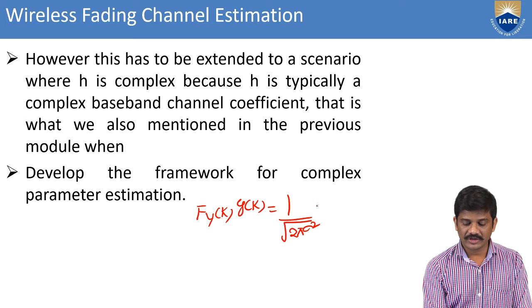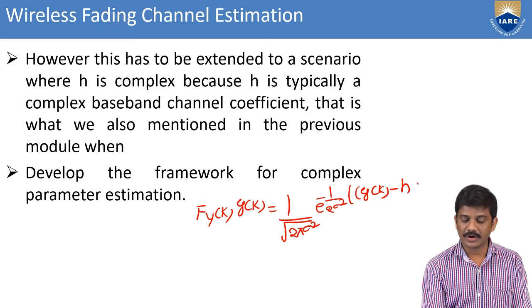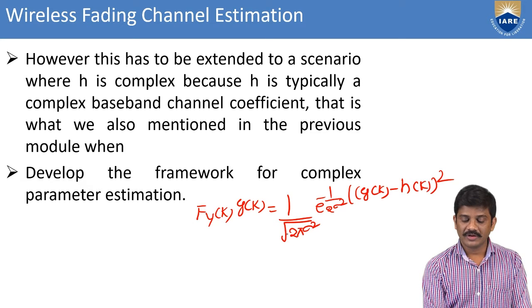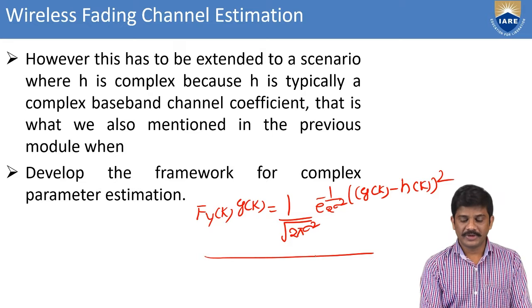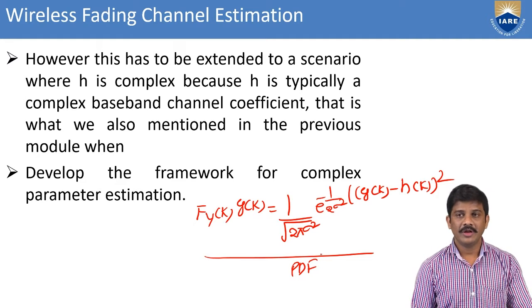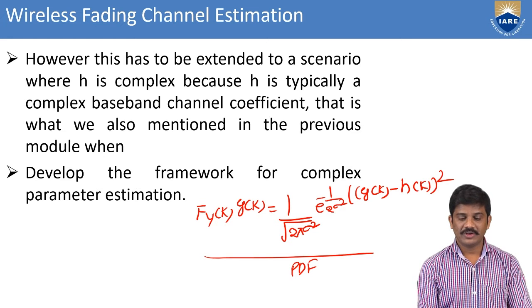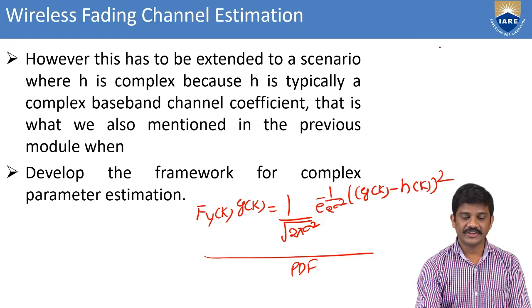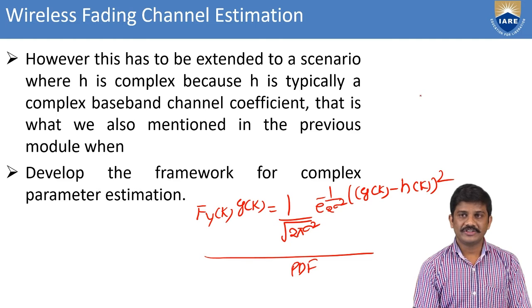And also we can take e power of 1 by 2 sigma square (y of k minus h of k) whole square. This is in the PDF, the probability density function. There we can find out the individual probability density function. Here we are considering the individual probability density function.